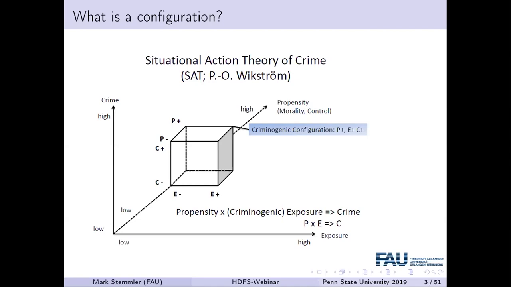And he basically says that crime, as you can see here, is the result of a person's propensity times the criminogenic exposure. So what are typical propensities for crime? That means low morality and low self-control or high impulsivity. So if a person has low morality and low self-control or high impulsivity, and this person lives in an environment where there are lots of opportunities to commit crimes, if you can buy or sell drugs at the corner of the street, then this will result in crime. So this is a criminogenic configuration: high propensity, high environment exposure, and crime. So plus, plus, plus is a typical criminogenic configuration. But I have more examples.